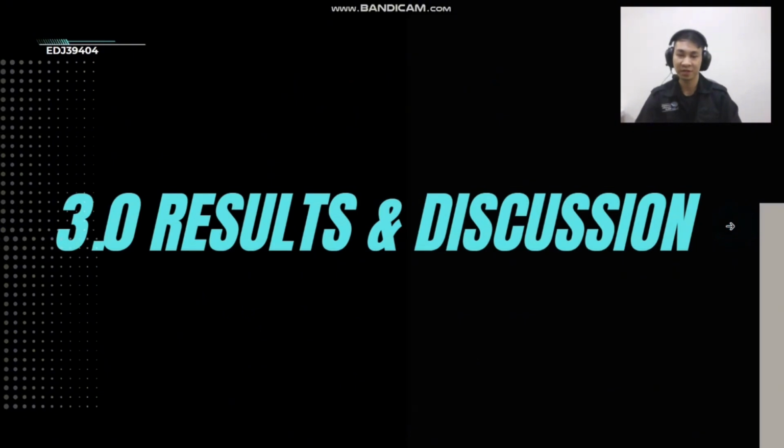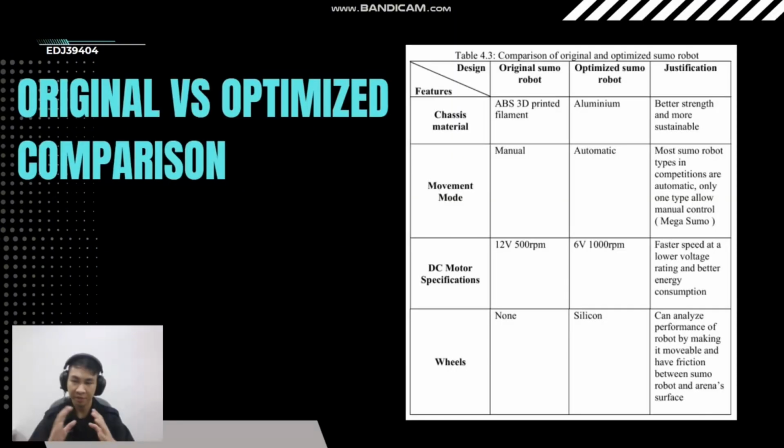So next is my results and discussion. The big question here is, how is my optimized sumo robot better than the original sumo robot? So this is a comparison that I made. The chassis material that I used for mine is aluminium, while the original sumo robot was made using ABS 3D printed filament. And the movement mode for mine is automatic, while the original one is manual.